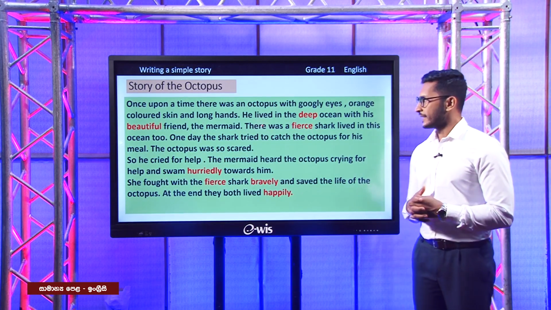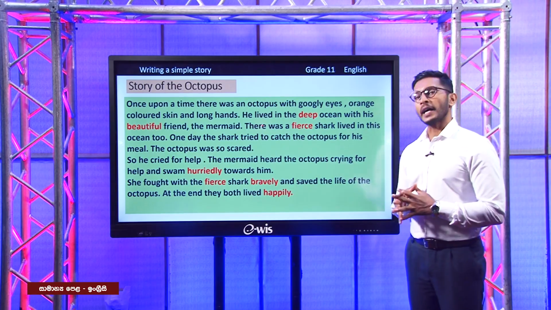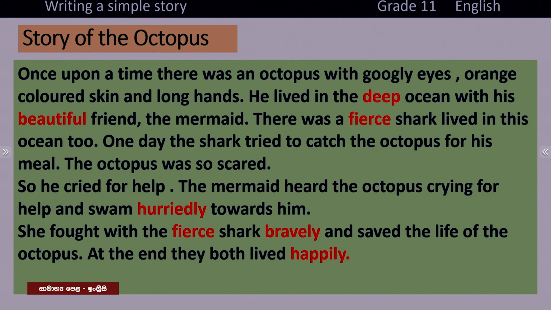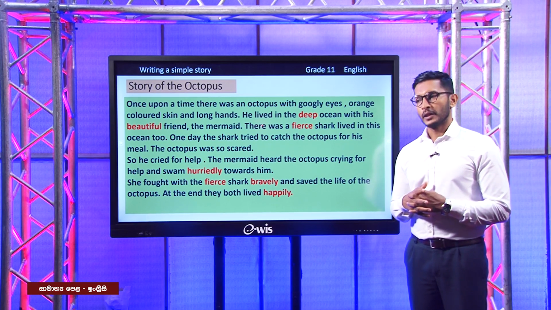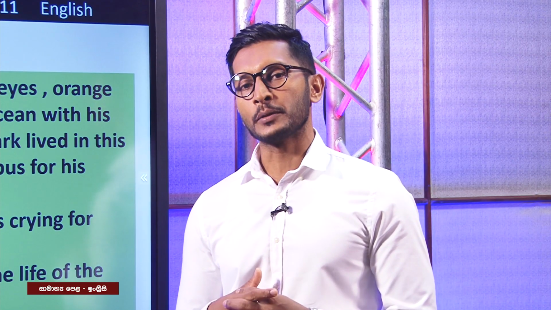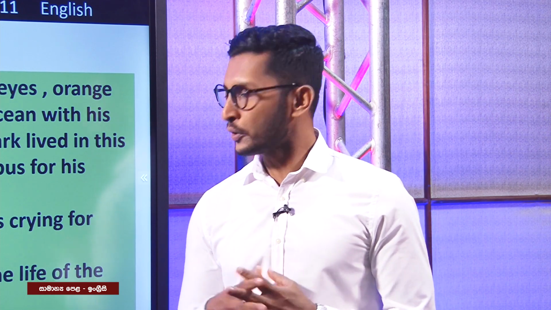Now look at the slide. In the story, I have highlighted some words there. Can you say what word class these words belong to? Yes, they are deep, beautiful, fierce, hurriedly, fierce again, bravely, and happily. I'm sure now you are familiar with the word classes, adjectives and adverbs. So we use adjectives and adverbs to add color to our story. They make our story more beautiful.